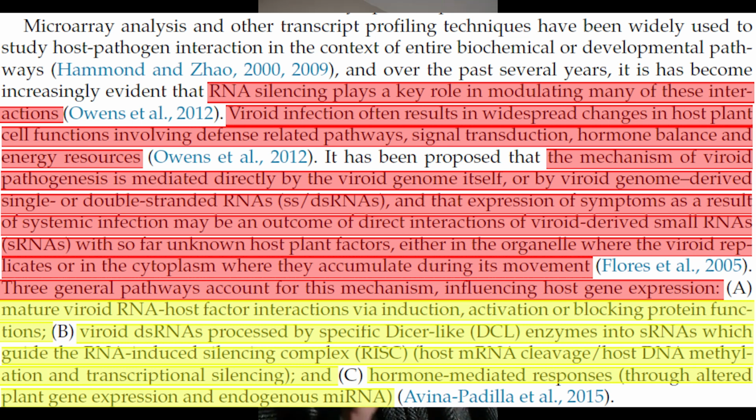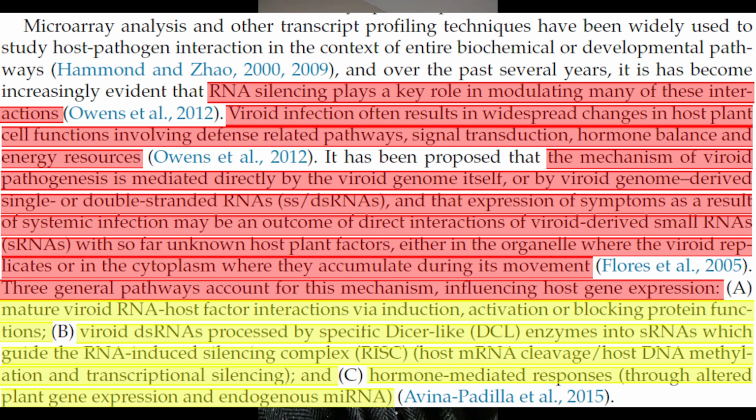So the 3 pathways that account for this mechanism of influencing host gene expression: A, mature viroid RNA host factor interactions via induction, activation, or blocking protein functions. B, viroid double-stranded RNAs processed by specific dicer-like enzymes. Now, dicer enzymes are used to cleave RNA or DNA, or genetic material. So dicers are really important because they can do a lot of this silencing that I was talking about earlier, and creating fragments of genetic material.